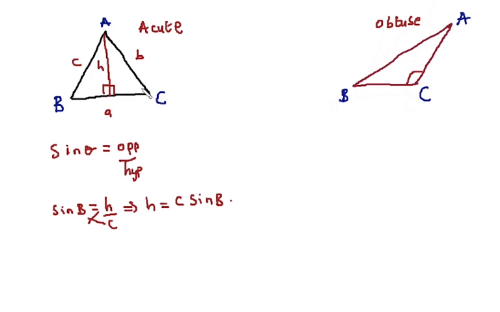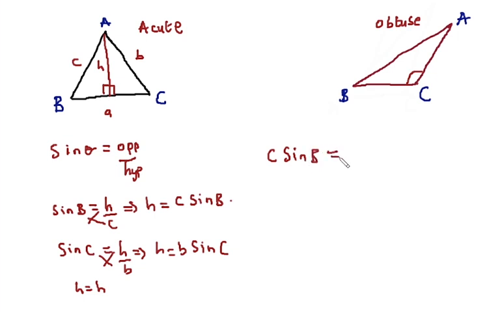We can still get H from this other triangle. We know that sine C is equal to H over b. And this implies that H is equal to b sine C. Remember, H is equal to H, of course. So you can equate these to give us c sine B is equal to b sine C. We can divide both sides by bc.